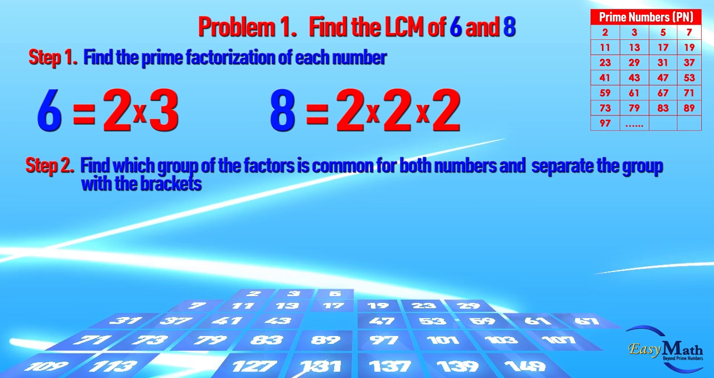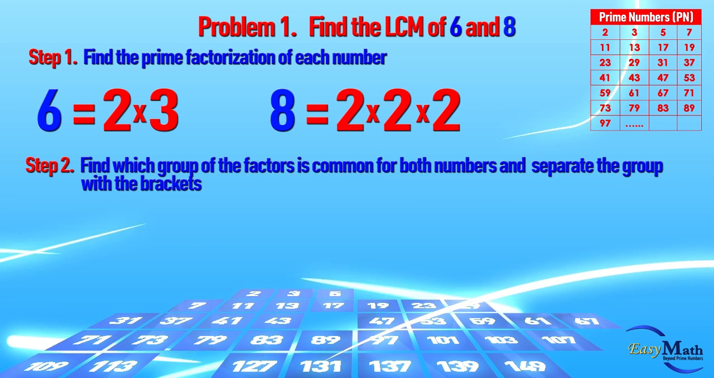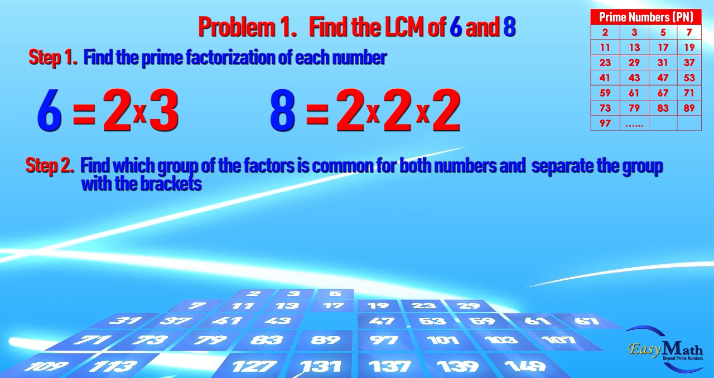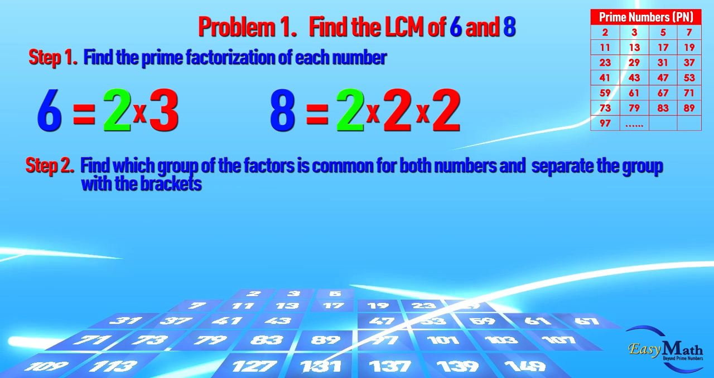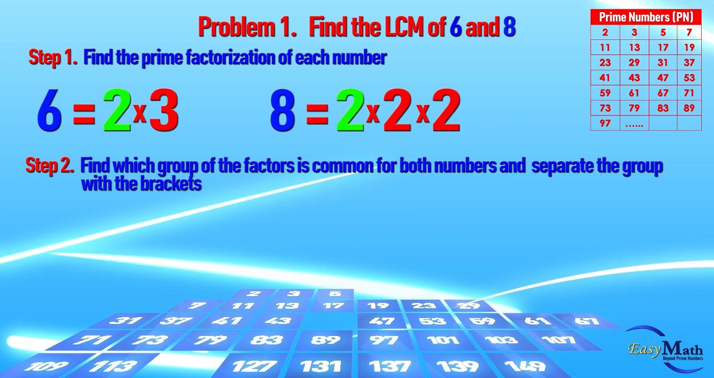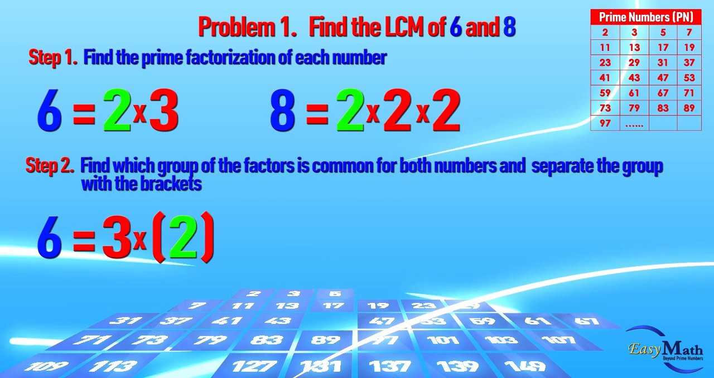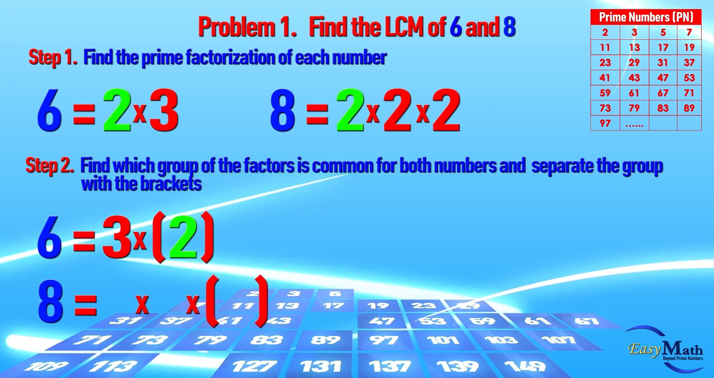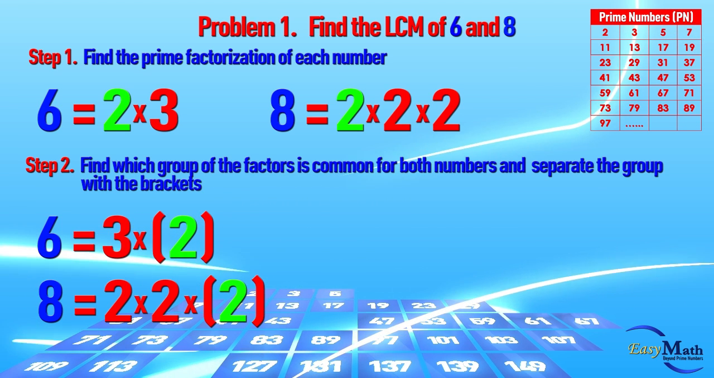Step 2. Find which group of the factors is common for both numbers and separate the group with the brackets. In this example, this is obviously the number 2. 6 equals 3 times 2, and 8 equals 2 times 2 times 2.